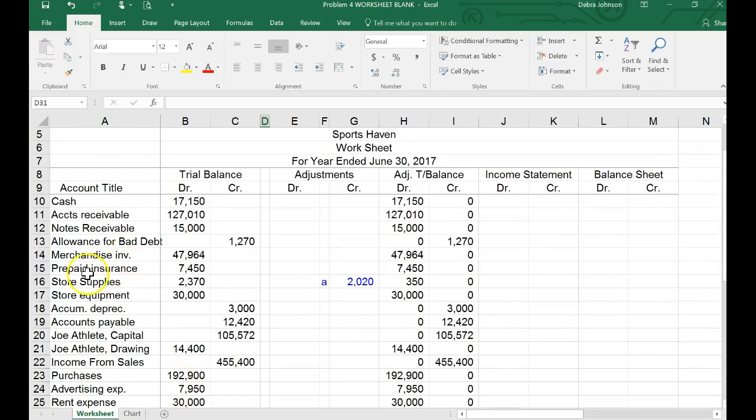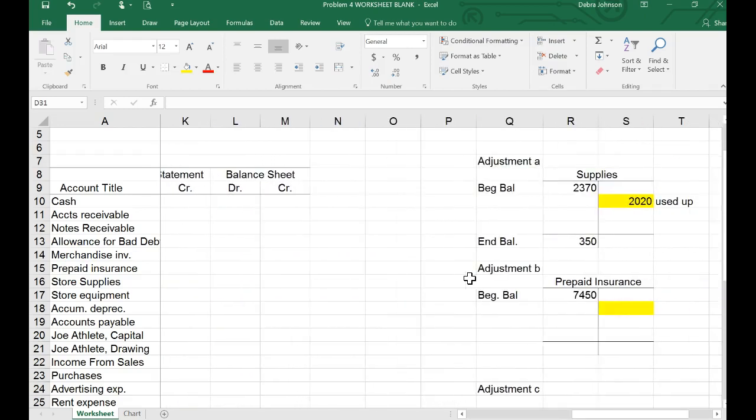Letter B is talking about this insurance premium here. Letter B says the insurance premium was paid on 5/1/17 and was for a 6-month period. Record the amount that has expired. Okay, so in the prepaid insurance account is $7,450, and it was paid on 5/1.